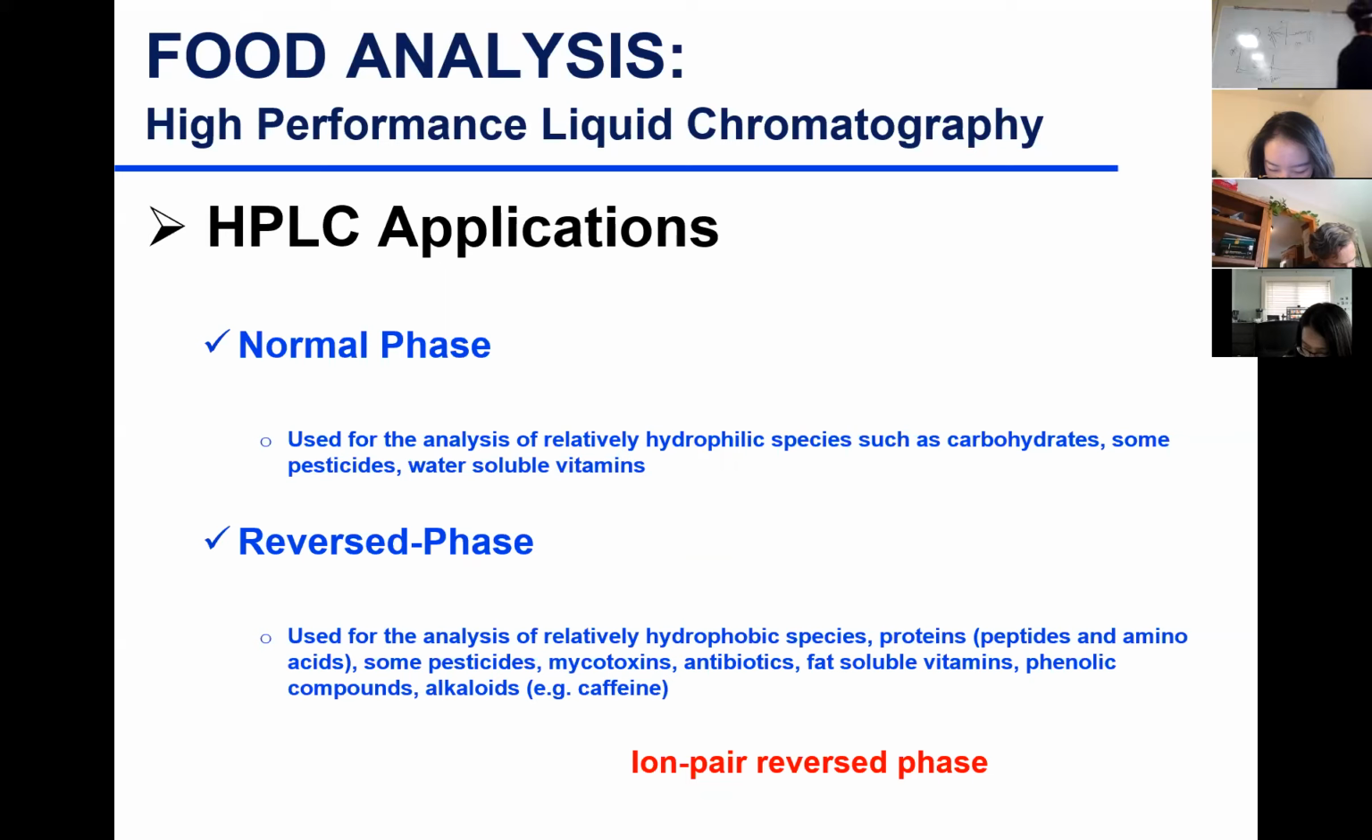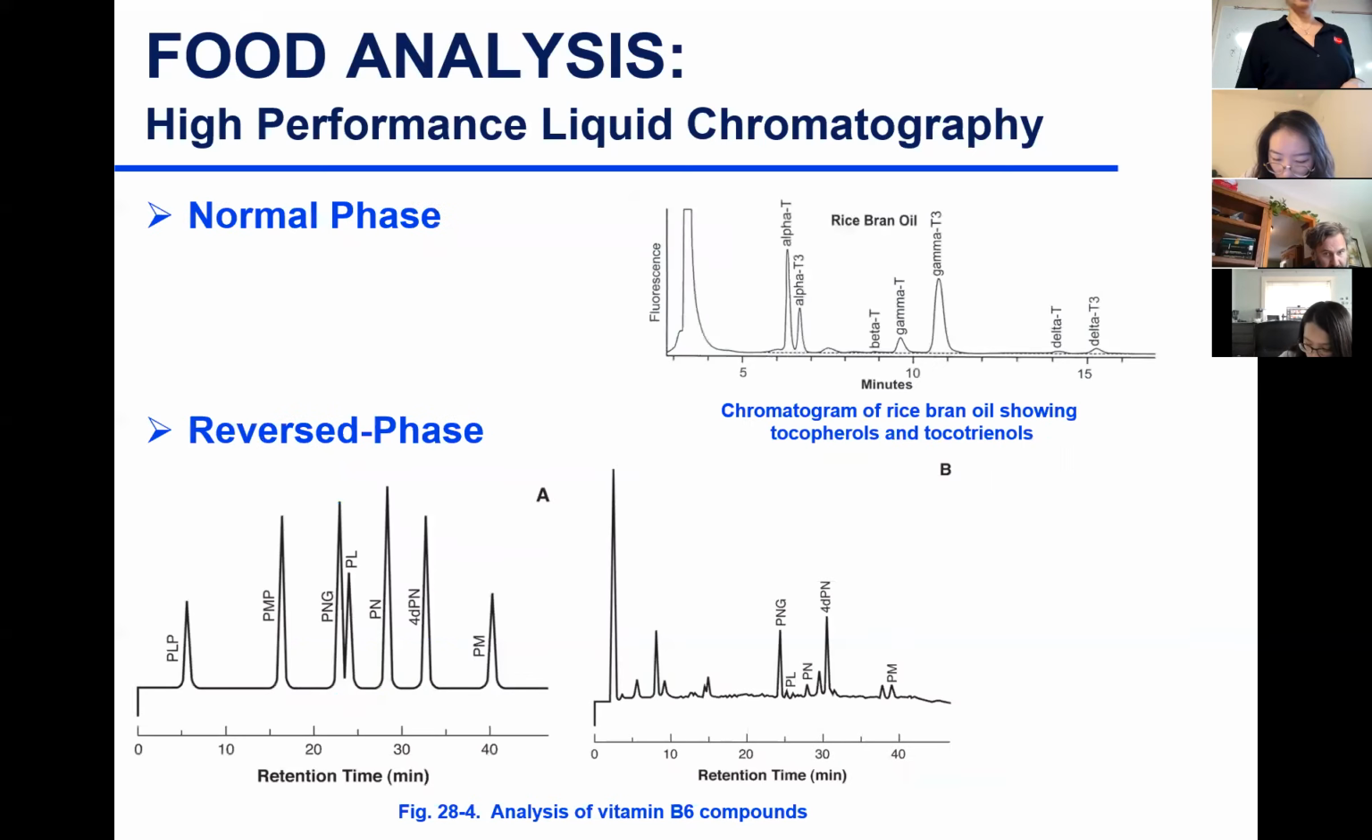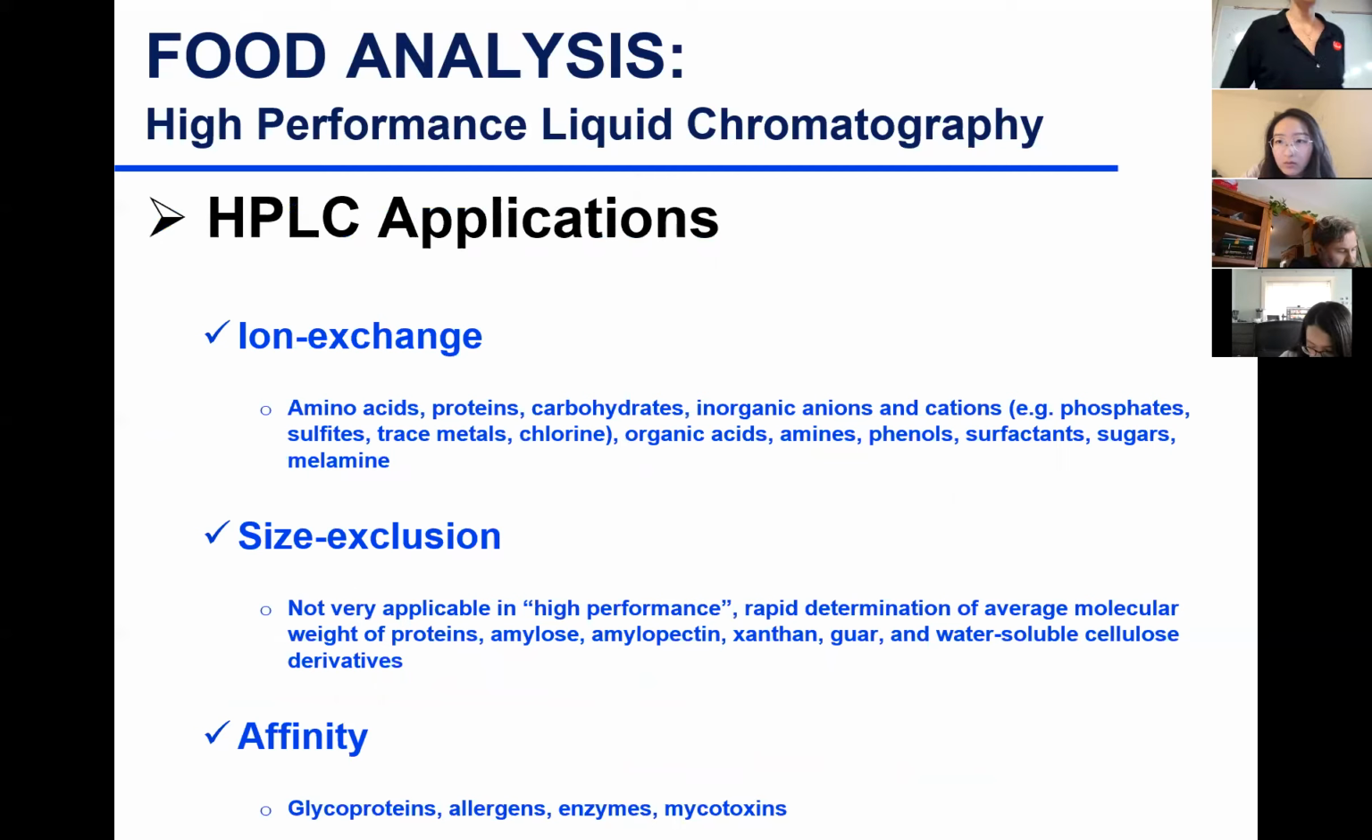There's also something called ion pair reverse phase. With this you can separate components that have charge, but what you do is you add an ion that would block that charge, or mask that charge. Then the component can interact via its relative polarity. Here's just an example of chromatograms of a normal phase and a reverse phase. These are just FYI examples.